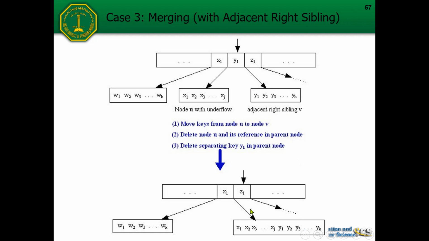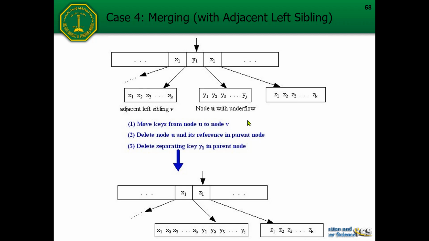When we take that value from the parent, we need to remove that key from the parent. So now you can see that previously there was x1, y1 and z1. Now we only have x1 and z1 because we need to remove y1 from the parent, because we take this value to become the middle key between the nodes that are merged together.